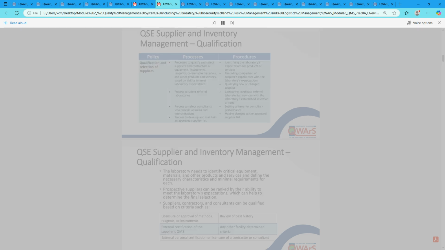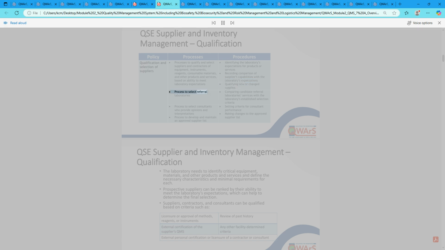QC Supplier and Inventory Management, Qualification. Policy, processes, procedures, qualification, and selection of suppliers. Processes to qualify and select suppliers and contractors of equipment, instruments, reagents, consumable materials, and other products and services, based on ability to meet laboratory expectations: identifying the laboratory's expectations for products or services, recording comparison of suppliers' capabilities with the laboratory's expectations, qualifying new or changed supplies.